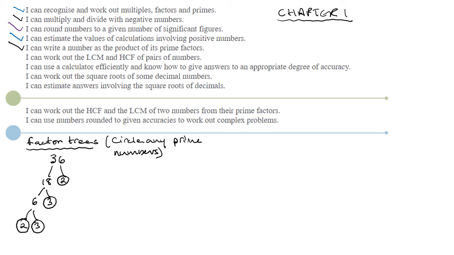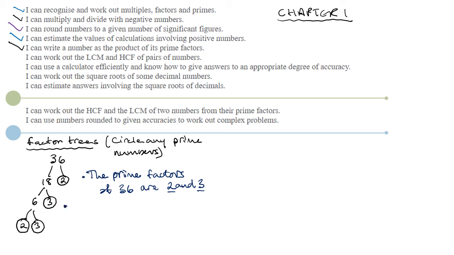So first of all, I could say that the prime factors of 36 are all the different prime numbers that I have circled, and the different prime numbers I have circled are 2 and 3. So the prime factors of 36 are 2 and 3. They're the different numbers that I have circled. There's also another thing called the product of prime factors.